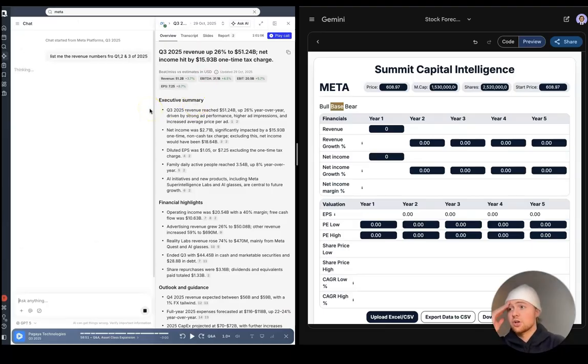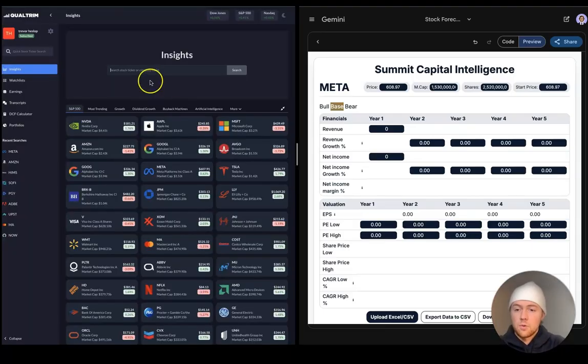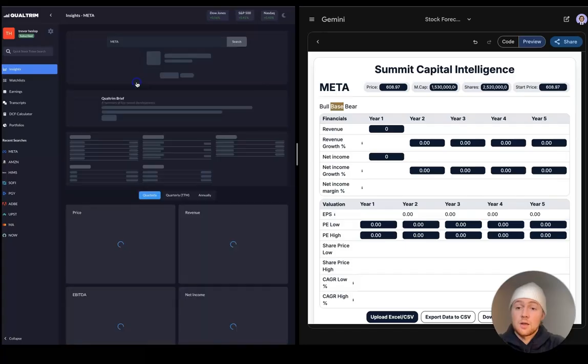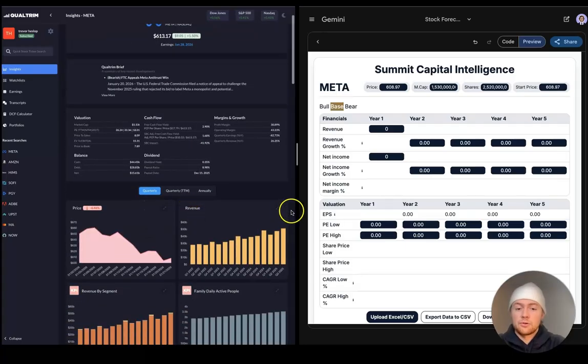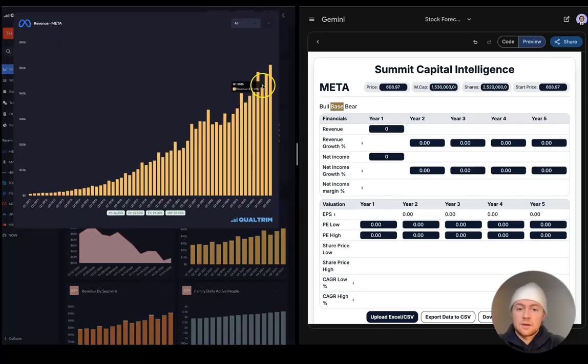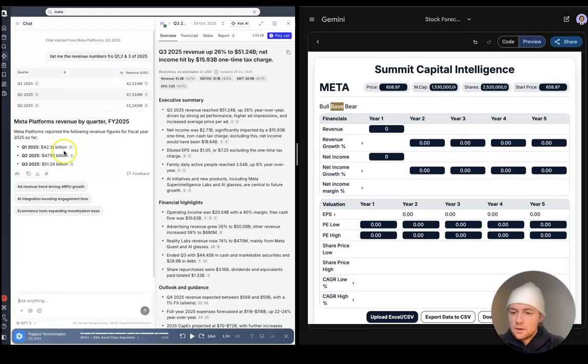There's other sources you can use. Like I could also go to Qualtrim. What I honestly like to do is use multiple sources and kind of double check that the numbers are all the same, just to make sure that I'm actually getting proper data.